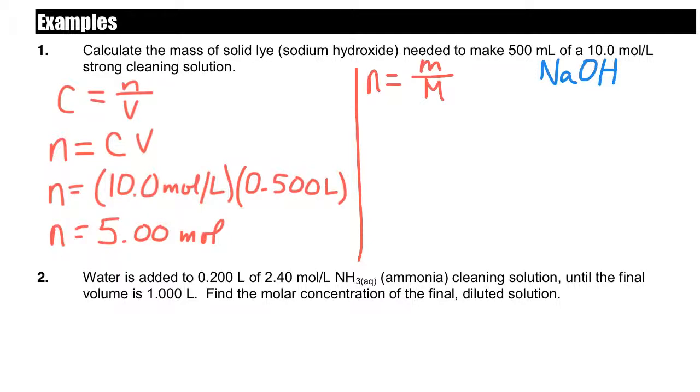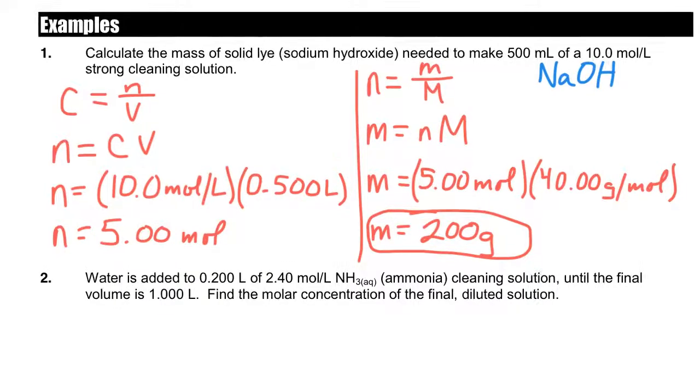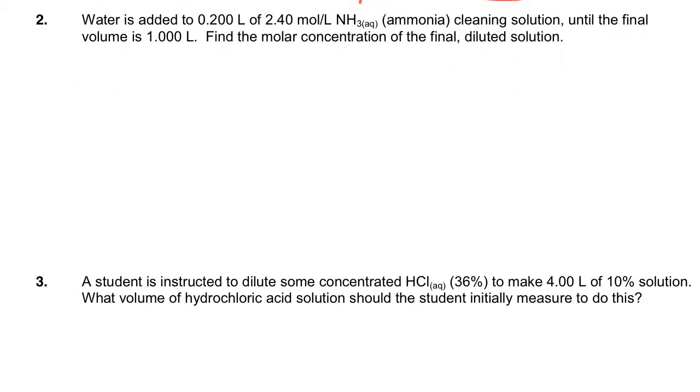And if I rearrange my formula, I want to solve for mass: moles times molar mass. And then I can plug in my numbers. So we already know 5 moles, and the molar mass of sodium hydroxide is 40 grams per mole, which means I need 200 grams of sodium hydroxide to make this 10 mole per liter solution. Let's do the next example.